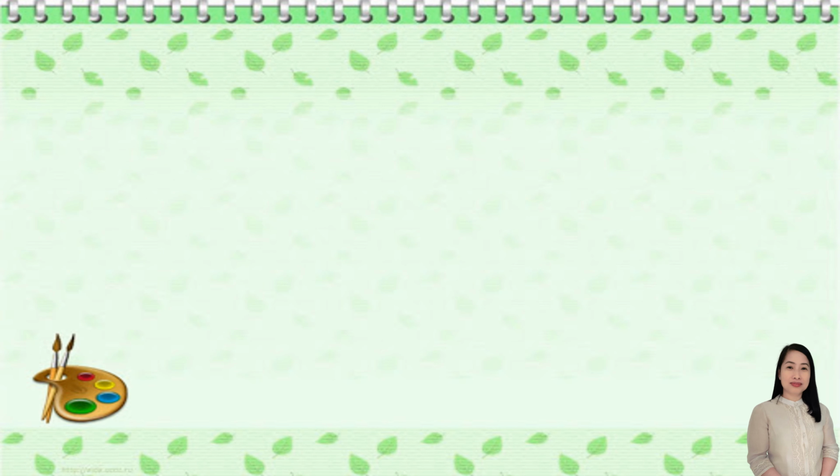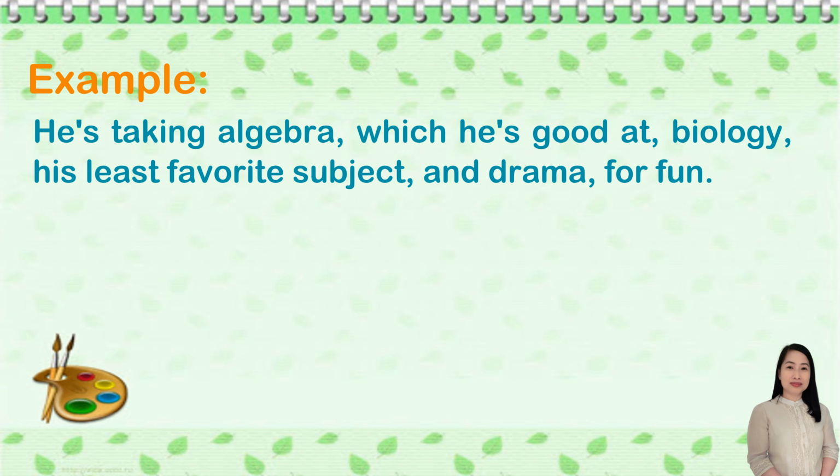But when the series you're writing about already contains commas of its own, adding more commas can confuse your readers. This is the time when you have to use semicolons. Example, he's taking algebra, which he's good at, biology, his least favorite subject, and drama for fun. You can see that this sentence is quite confusing because of the number of commas used.